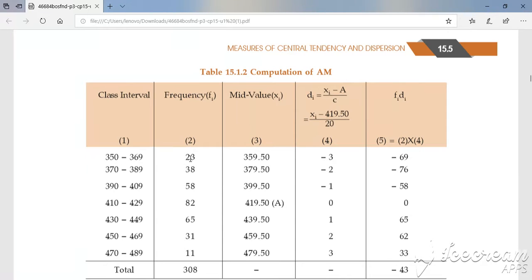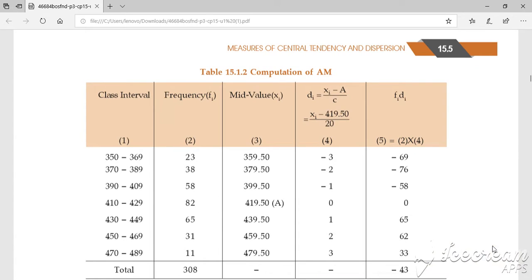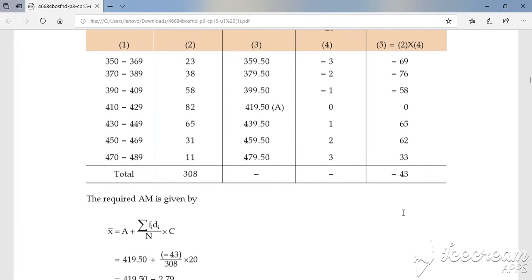So fi is here, di is here, so it will be minus 69, then minus 76. So these are our fi and di. Okay, so finally I'll get this sum as minus 43. Now what is my formula for arithmetic mean? X bar equals a plus summation fi di upon capital N into c.